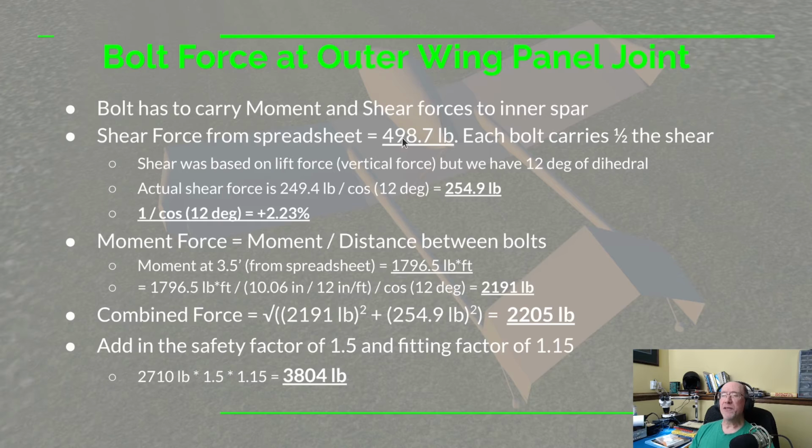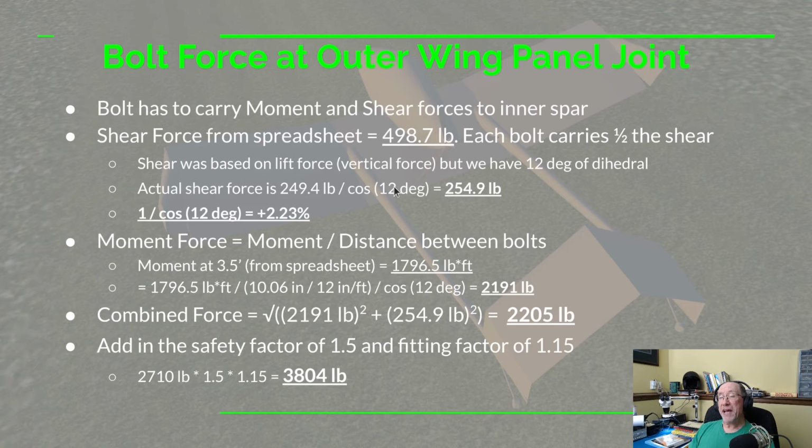That was 500 pounds. I'm going to assume that I can design the wing spar so that there's going to be one bolt in the top spar cap and one bolt in the bottom spar cap. I'm going to assume each of those bolts can carry 1/2 of that shear. So that's 255 pounds for each bolt. Now if you'll notice, if you add those two together, that's actually more than this 495 pounds.